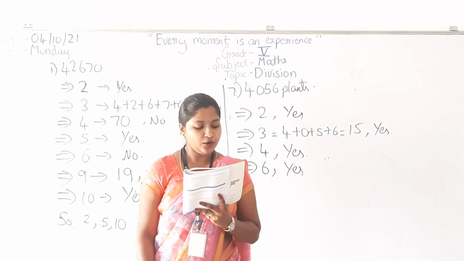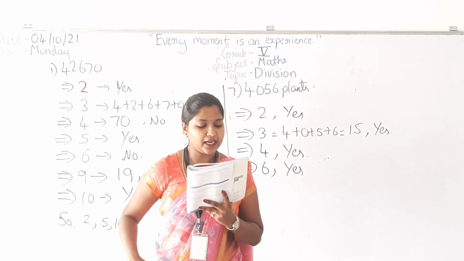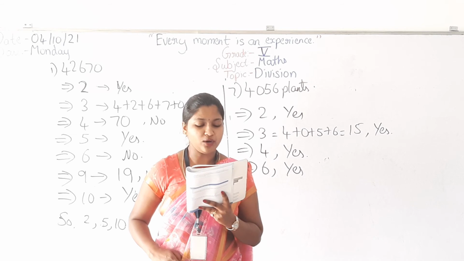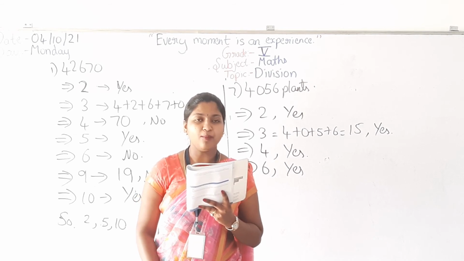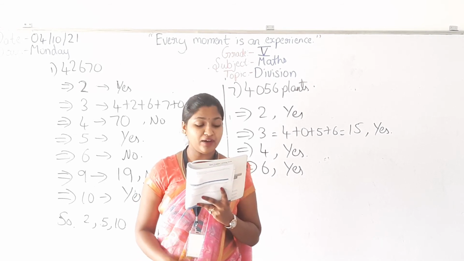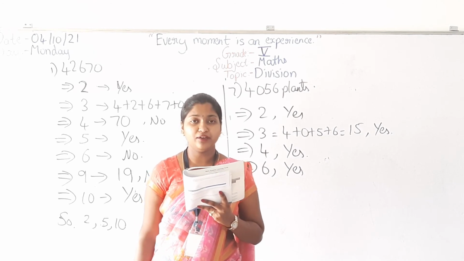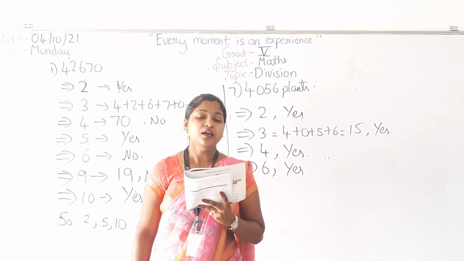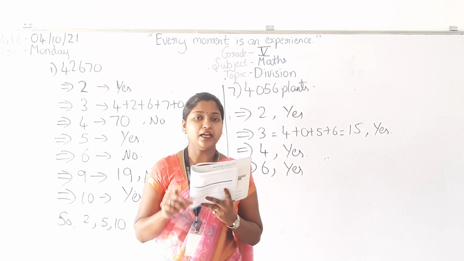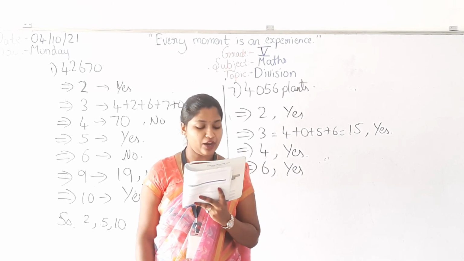18th question. Rupees 7,893 is distributed equally among 9 people. Check if any amount is left over. You divide first. When you divide, you have to check what remainder you will get. If you get a remainder other than 0, that means that amount is left. Okay, division you have to do.